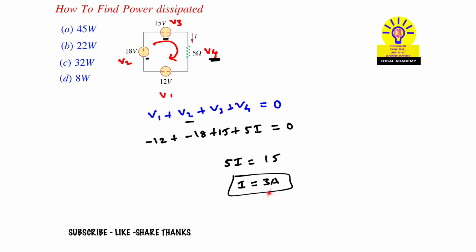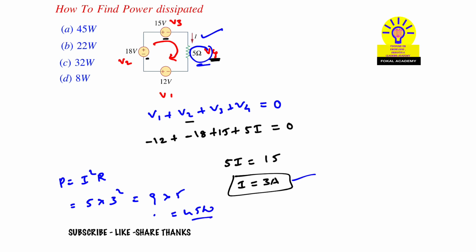Now we got the current. Now we can easily find the power dissipated. We know that power equals I square R. This is the power in the 5 ohm resistor, so R equals 5. In that resistor the current I entering is 3 amperes. So that's equal to 9 into 5, nothing but 45 watts. This is the total power dissipated in the given circuit.